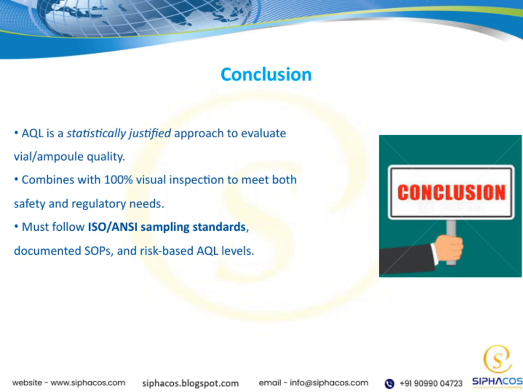It's also important to emphasize that following ISO and ANSI sampling standards is essential. These standards guide us on proper sampling procedures to ensure consistency and fairness in our assessments. Additionally, having well-documented standard operating procedures, or SOPs, is crucial. These create a clear framework for the inspection process. Lastly, implementing risk-based AQL levels allows us to prioritize quality efforts where they matter most, balancing safety, efficiency, and compliance. Overall, by integrating these elements, we create a robust quality assurance system that upholds both safety and regulatory expectations throughout our manufacturing process.